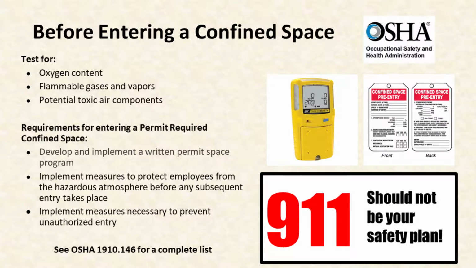Before entering any confined space, always check the 3 following elements in chronological order. Oxygen content, flammable gas and vapors, potential toxic air components. If entering a permit-required confined space, personnel must have the proper equipment and the required training. The entry supervisor will need to cover procedures on how and when to exit.